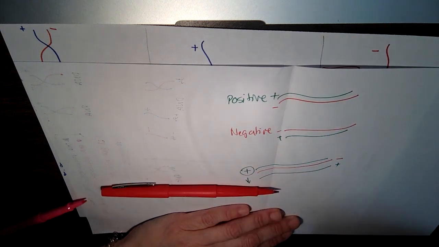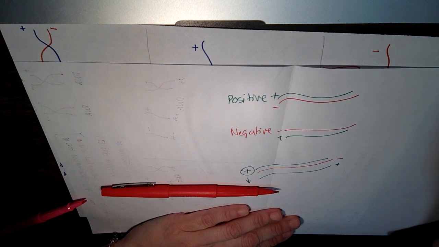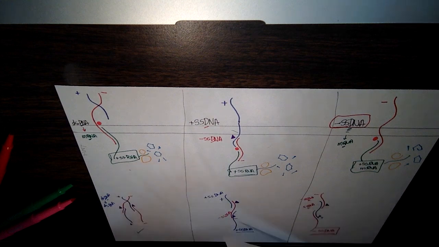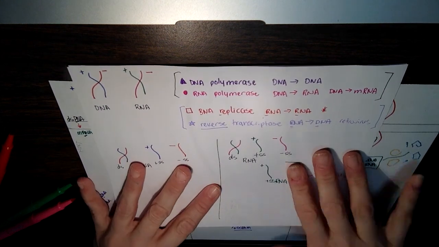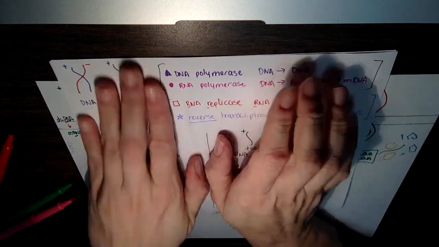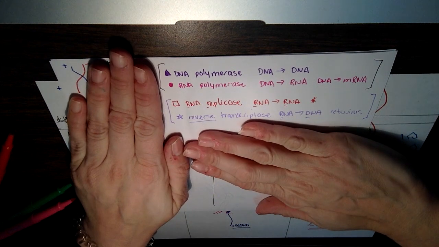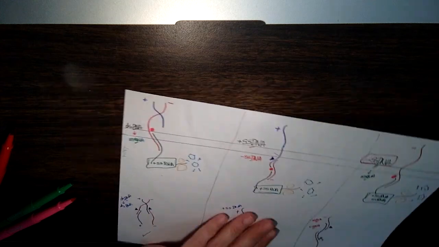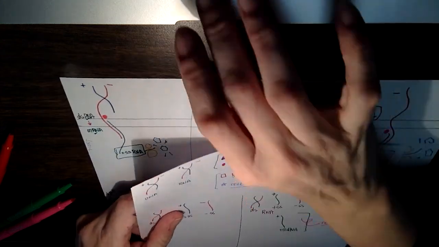That's the second rule. And the third thing that you need to memorize for these concepts are the different enzymes. So those are the three things you need. If you understand those three things, you can do any of this work, any of it, without completely killing your brain.